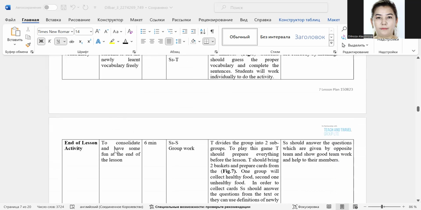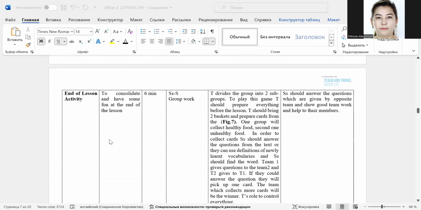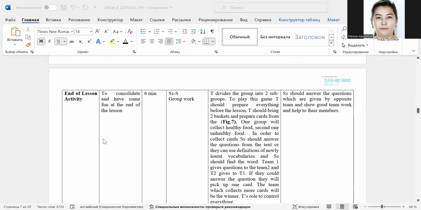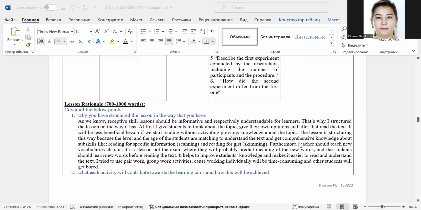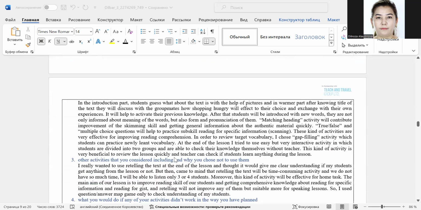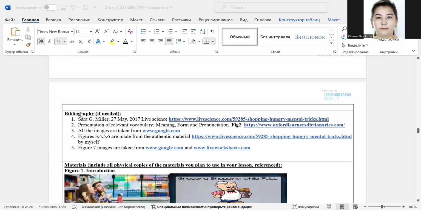Next, review of vocabulary, end of lesson. The end of the lesson aims to consolidate and have some fun. Students should answer the questions given by the opposite team and show good teamwork and help their members. It's the lesson rationale. And next, bibliography. And there are figures.